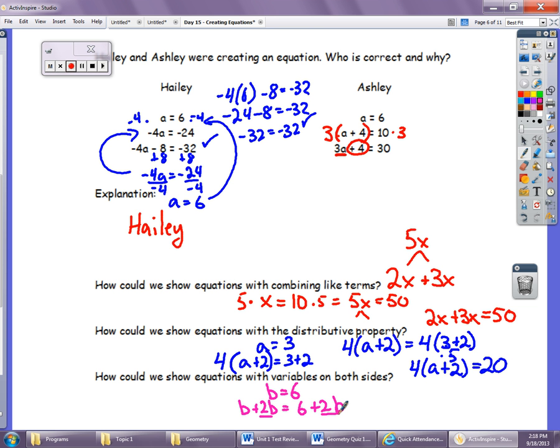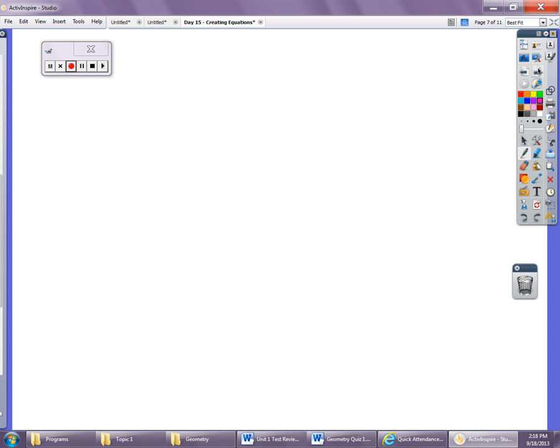So now we're gonna make two equations up real quick. So we're just gonna go over here and flip your paper over so we can create these two equations. So number one, we will start with a equals 3. Now I want to do this one. I want to have the distributive property and variables on both sides.